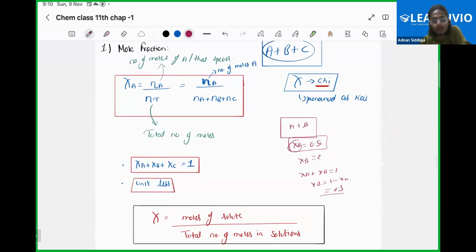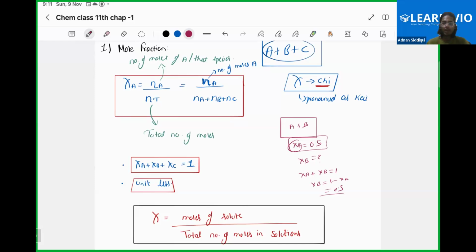Like here, if there are three terms, A, B, C, and you have to find the mole fraction of a term, we have to divide the moles of A by the total number of moles. So we have to add everything, the moles of A, B, C, and then we'll get the answer.